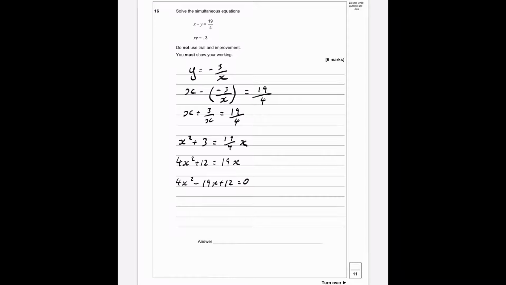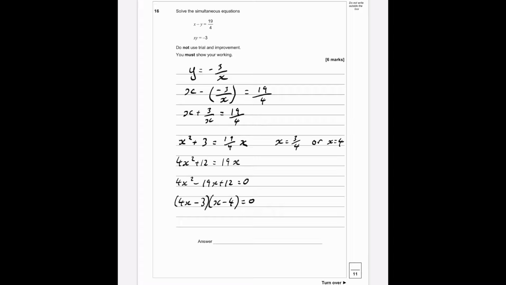And we're now at a point where we have a 3-term quadratic, so we need to equate it to 0 by subtracting 19x from both sides. I'm going to factorize the quadratic to find the solutions. It factorizes to 4x minus 3 and x minus 4, and so we can extract the two x solutions as x being 3/4 and x equals 4.